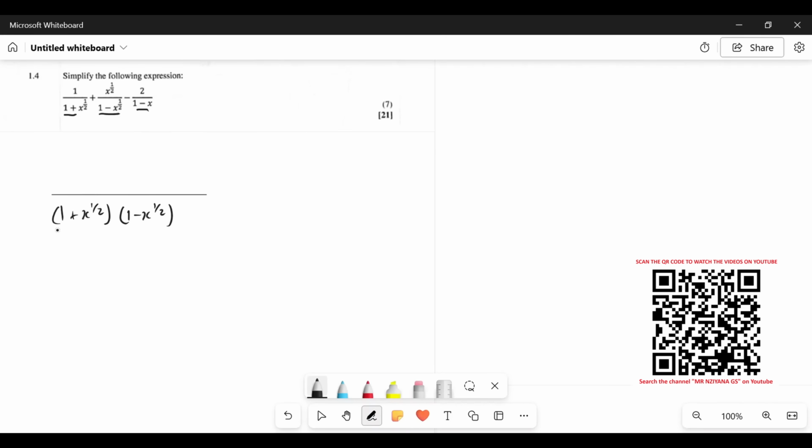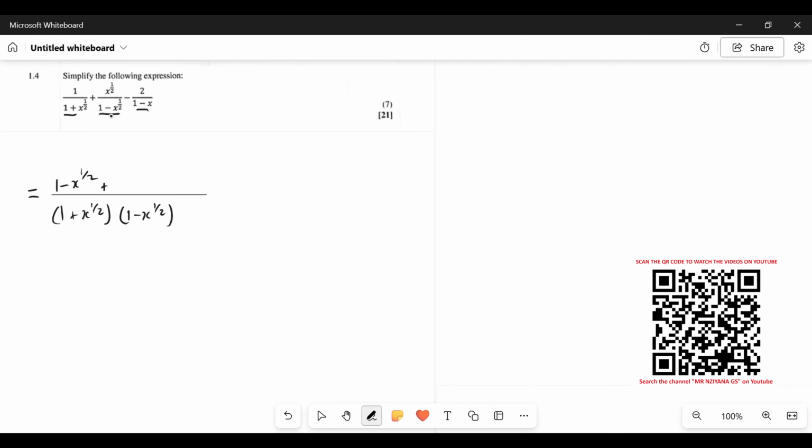If we divide our denominator with 1 plus x to the power of half, we're going to be left with 1 minus x to the power of half multiplied by the 1 there, minus x to the power of half, this one here. Okay, and then we multiply it by 1, so it's just going to be 1 minus x to the power of half. Then we say plus there.